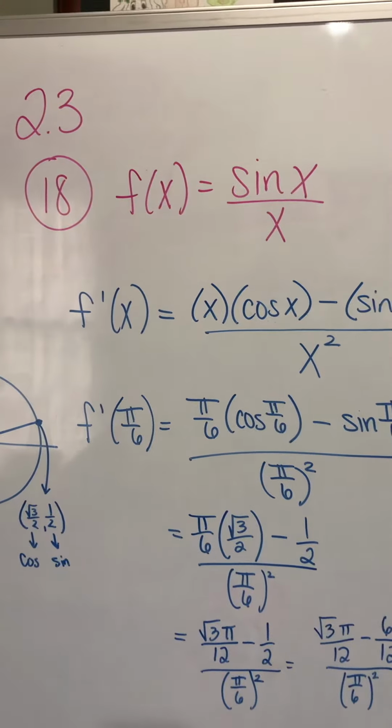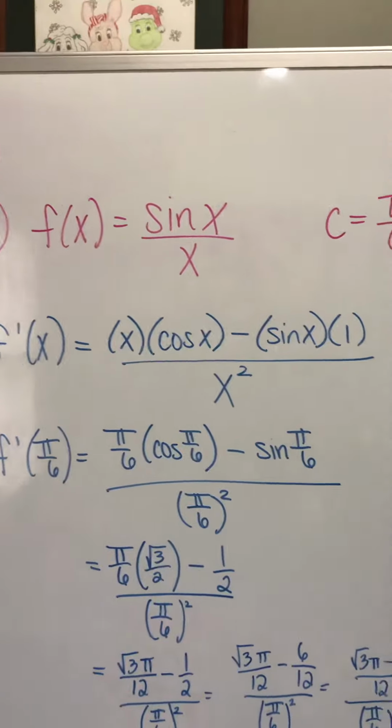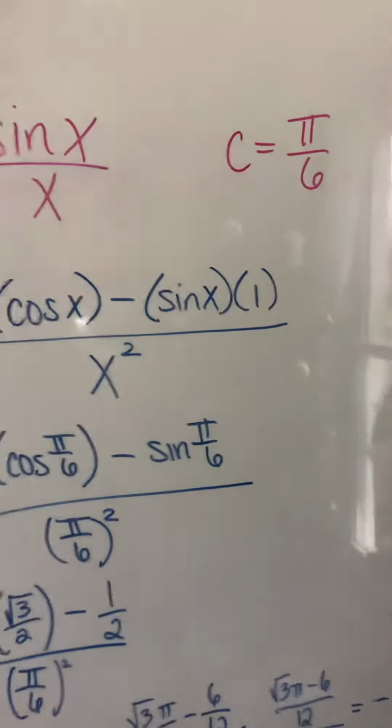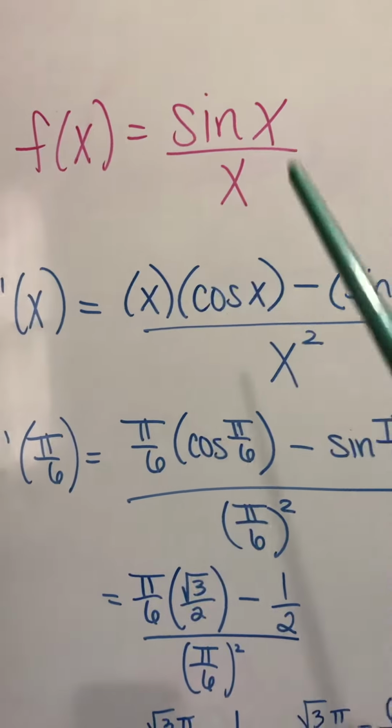So for 2.3, number 18, you've got f of x equals sine of x over x, so one of our favorite trig functions. They keep popping up. And they want you to find the derivative and evaluate it at pi over 6. So it's a quotient rule.